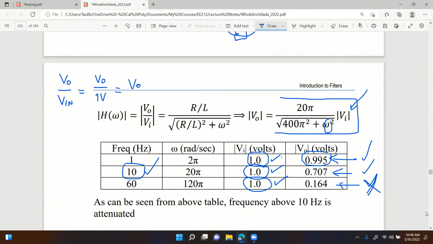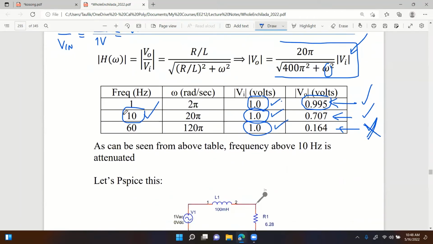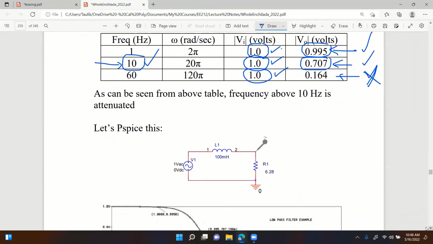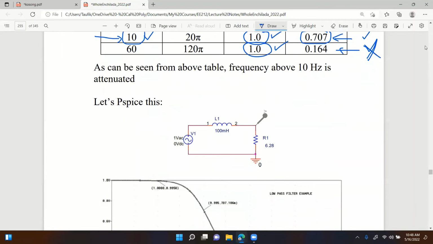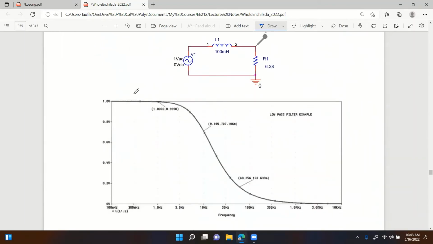Then if you pick omega C to be 5 hertz, at 10 hertz the gain will be less than 0.707. 0.707 is the borderline, right? So we can make it even weaker at 10 hertz, then that would be good. Okay. Any questions?